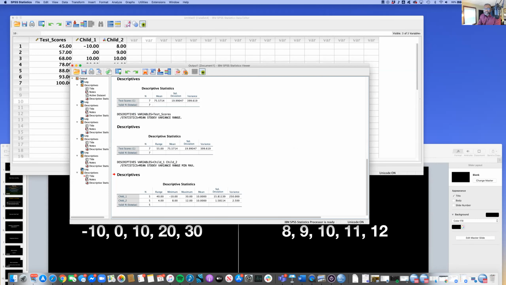All right. So we see here that the range is what for child 1? 40. Minimum is -10. Maximum is what? 30. Standard deviation is what? How many standard deviations from the mean? 15.8. Let's put it in terms. What kind of units? Dollars, cents, pounds? $15, yeah. And you can see the variance being much larger.